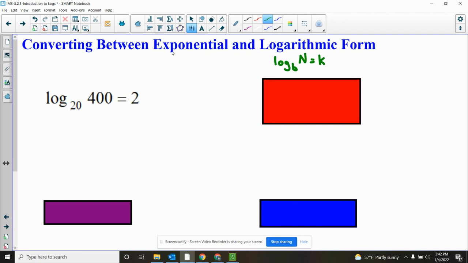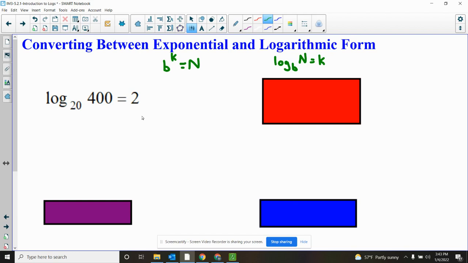The exponential form shows the same relationship, except it does it with an exponent. So you take the base number b to the power of k. Remember, a logarithm gives you the exponent, and then you write that that is equal to this n number. So these two statements are equivalent. Sometimes it's more helpful to write it this way, sometimes more helpful to write it this way.